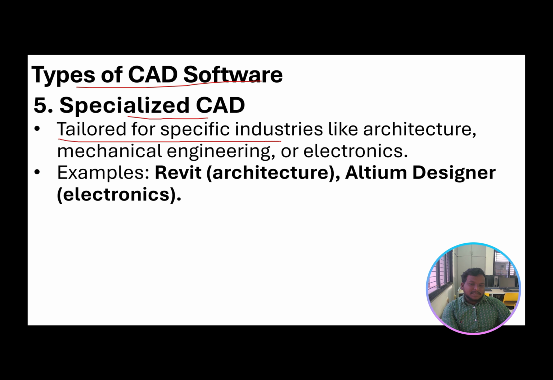The fifth type of CAD software is specialized CAD. It is tailored for specific industries like architecture, mechanical engineering, or electronics. Example software is Revit for architecture and building design, and software for electronics.